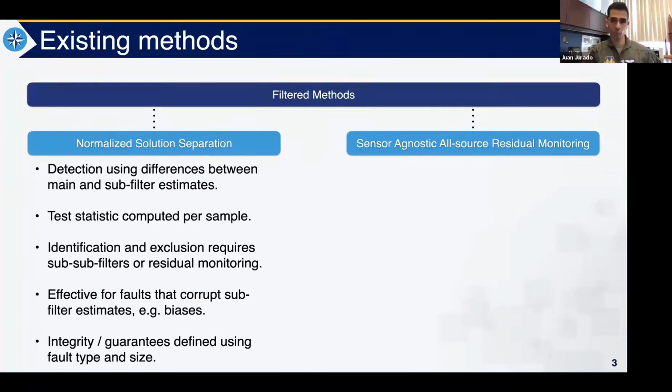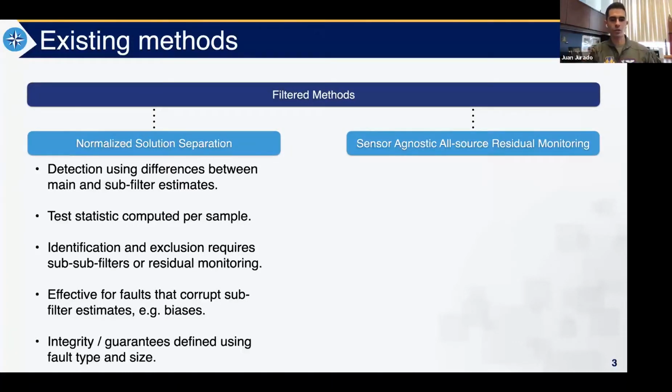Now, to identify the culprit sensor, there's a little bit more that goes into it. If you read the most prolific patent related to normalized solution separation, you see that the detection uses solution separation, but for the ID, you either have to do a secondary exclusion where you exclude more than one sensor, or you have to go into residual monitoring anyway to identify which sensor is causing the problem. This is an issue with filter methods, because when you have a bunch of sensors informing a single filter, just because the filter statistics are incorrect doesn't mean the one sensor you're looking at in terms of residuals is the culprit. It means one of the sensors in the system is a culprit. So you have to do a little deeper investigation to figure out which one it is.